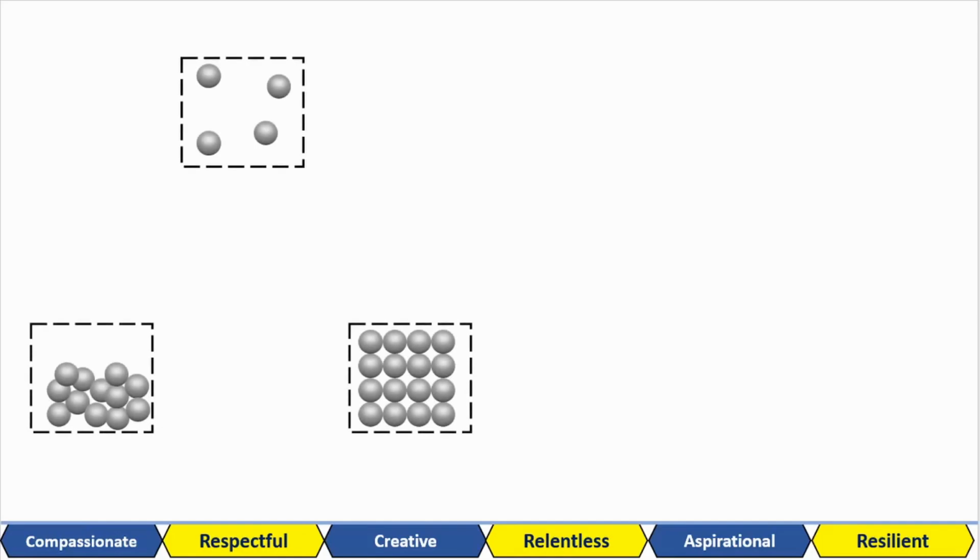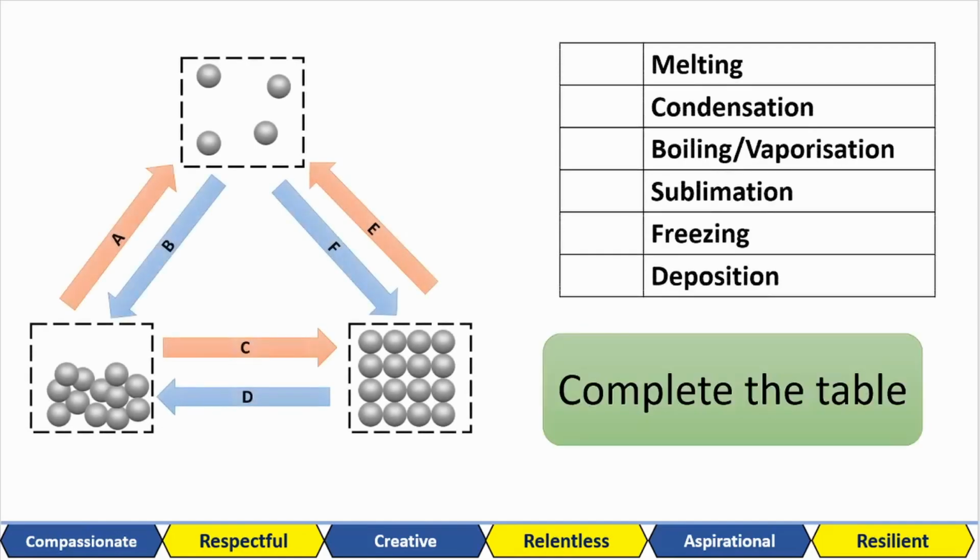Here I have the different states of matter that we saw before, and we've got 6 different state changes of matter. See if you can complete this table based on the letters on the diagram.